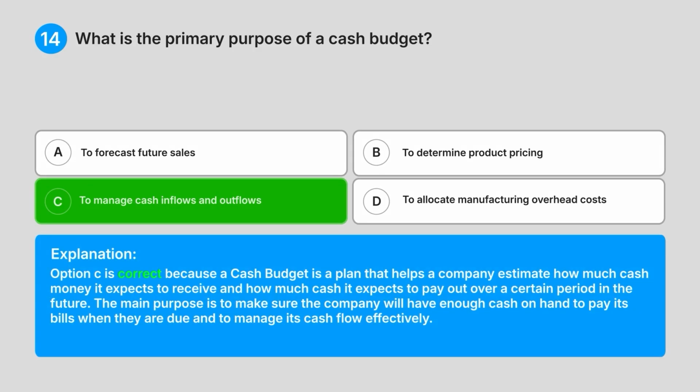Explanation. Option C is correct because a cash budget is a plan that helps a company estimate how much cash money it expects to receive and how much cash it expects to pay out over a certain period in the future. The main purpose is to make sure the company will have enough cash on hand to pay its bills when they are due and to manage its cash flow effectively.